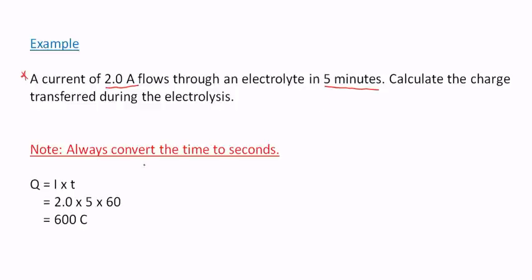Alright, so in this case, if we want to find the total charge flowing, we write Q is equal to IT. In this case, the current is 2.0 amps, and we need to convert the time into seconds. The time was 5 minutes, so we need to take 5 and multiply it by 60. Therefore, the total charge flowing will be 600 coulombs.